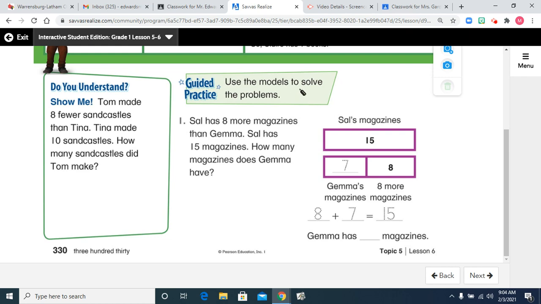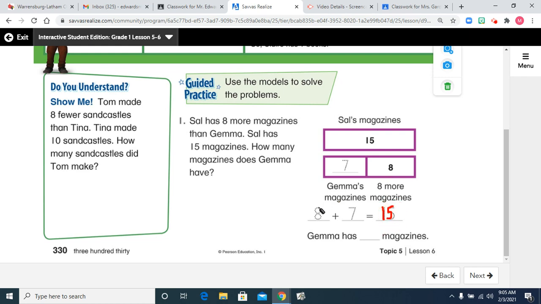It says use the models to solve the problems. Number 1 says Sal has 8 more magazines than Gemma. Sal has 15 magazines. How many magazines does Gemma have? Okay, so Sal has 15, which is our big number, so they put it at the top, usually where the whole is. And it said that Sal has 8 more magazines than Gemma, so they put 8 in one of the parts. All right, so down here, they filled in most of the equation, all of the equation. But we know that 15 is the whole, so fill that in.